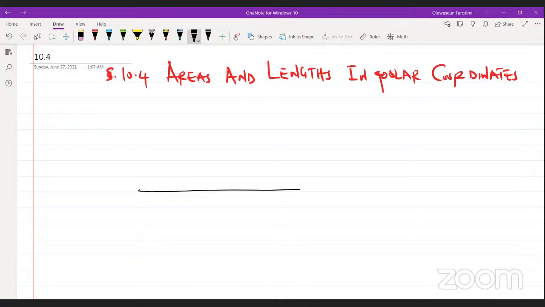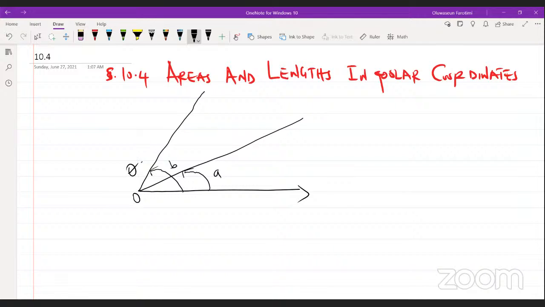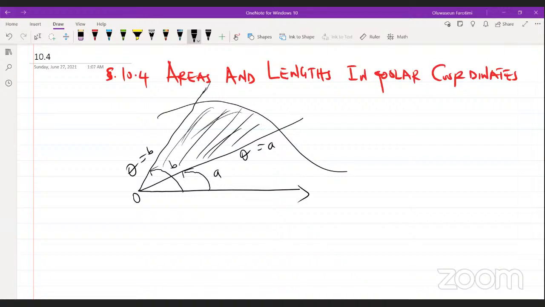Suppose I have a sector, and this is my O. I have this split in half. Suppose the angle subtended here is called A, and the angle subtended here is called B. So this is theta equals B, while this is theta equals A. Now suppose I have a polar curve across it. I call this my region R, and this polar curve is defined by r equals f of theta.